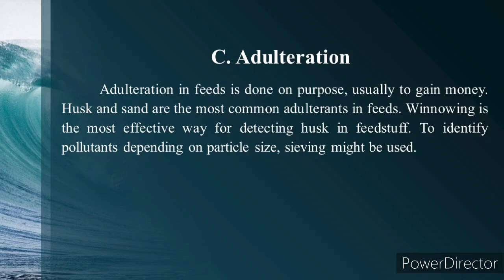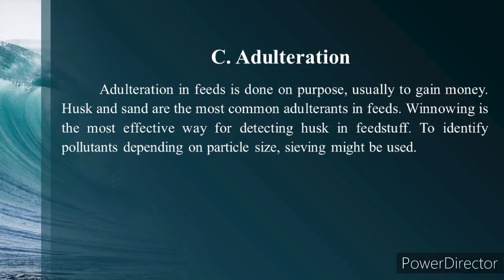Adulteration in feeds is done on purpose, usually to gain money. Husk and sand are the most common adulterants in feeds. Winnowing is the most effective way for detecting husk in feedstuff. To identify pollutants depending on particle size, sieving might be used.